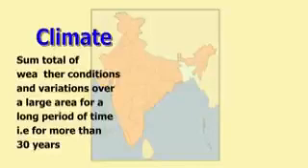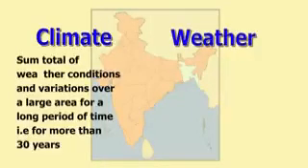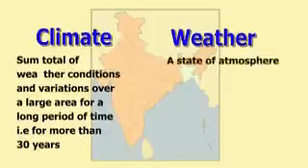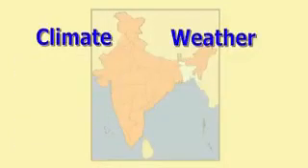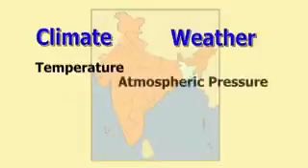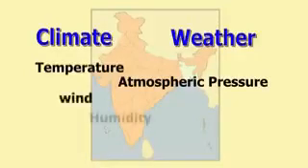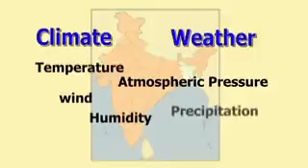Okay, if this is the definition of climate, what is weather? Weather refers to the state of the atmosphere over an area at any point of time. That means, say, if it is raining, I will say it is a rainy day and the weather is rainy. If it is very cool outside, I will say the weather is cool. Now these two words, climate and weather, are made up of the same elements, that is temperature, atmospheric pressure, wind, humidity and precipitation.